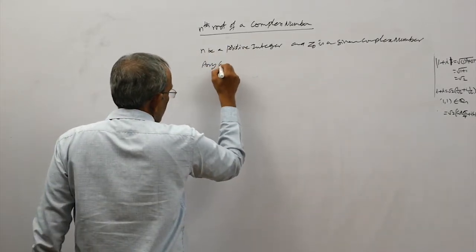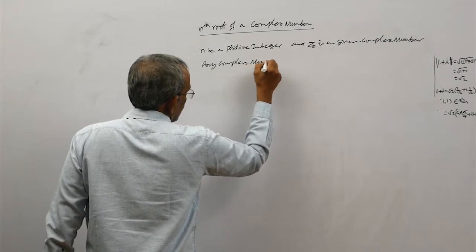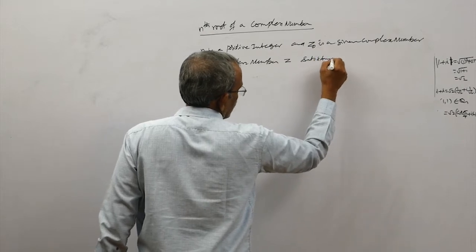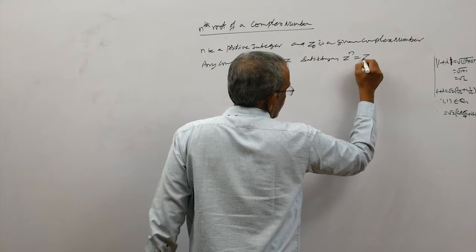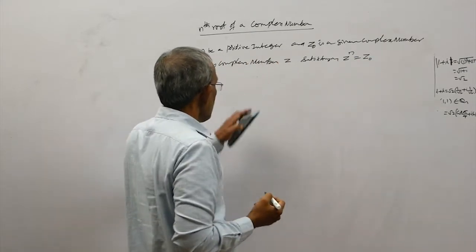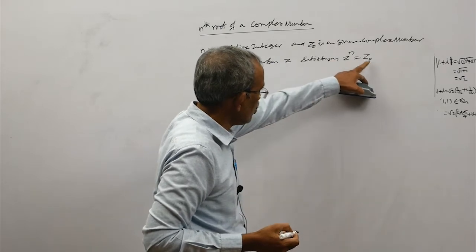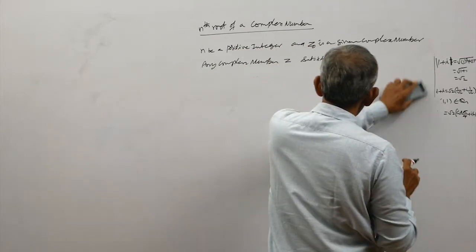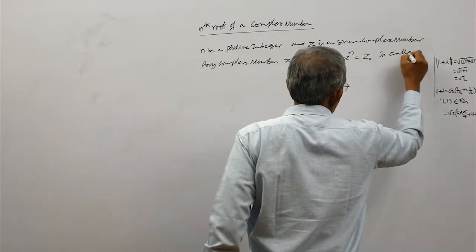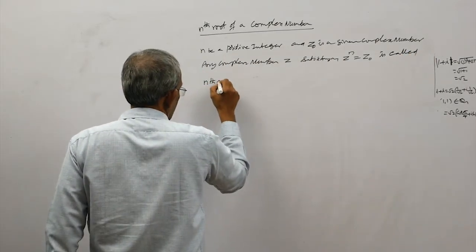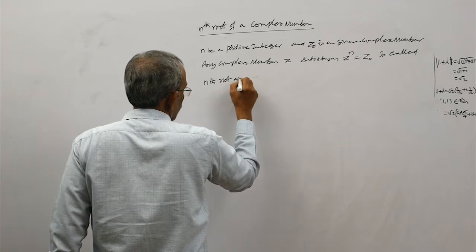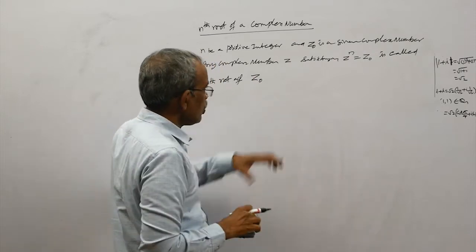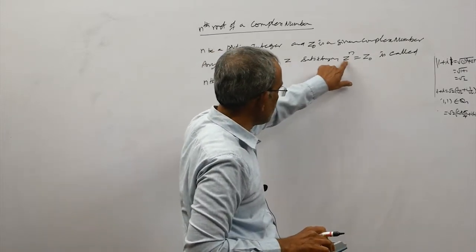Then any complex number z satisfying z power n is equal to z naught is called nth root of z naught. Here, look, z must satisfy the condition z power n is equal to z naught.